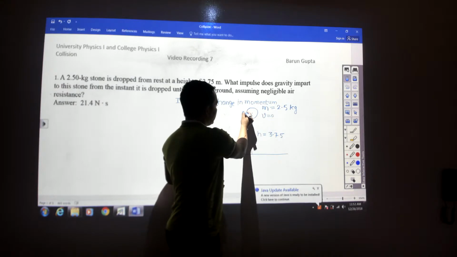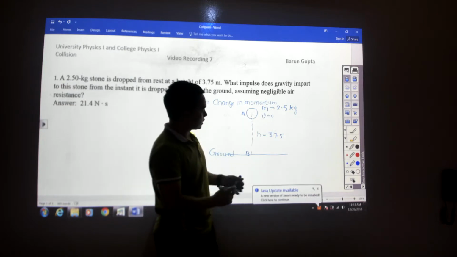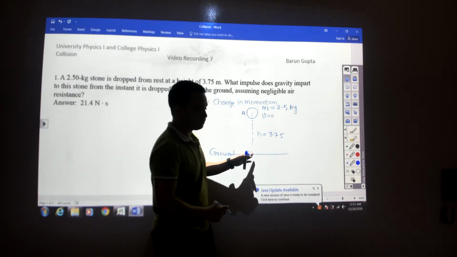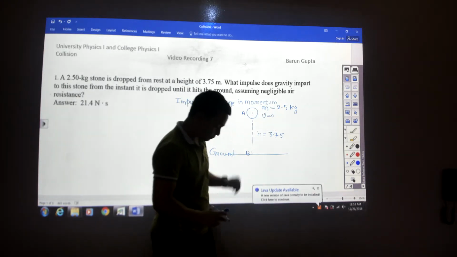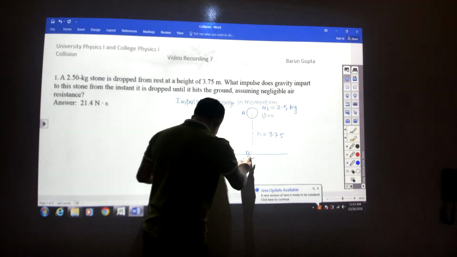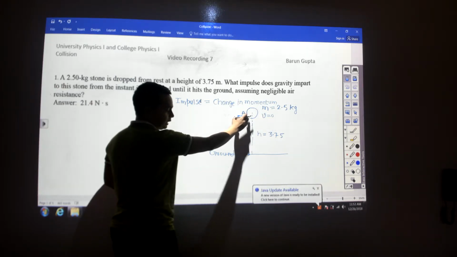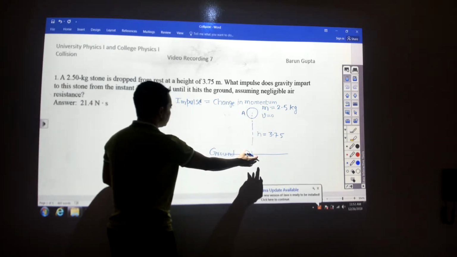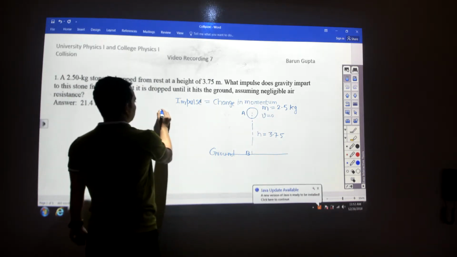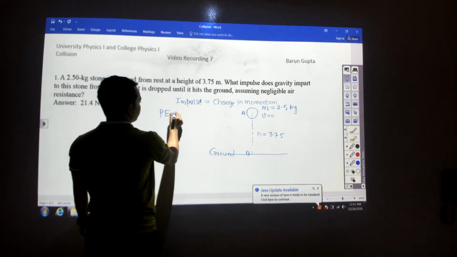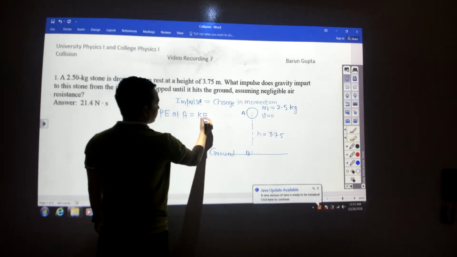We call this point A, and at B this potential energy is converted to kinetic energy. So we need to find out what the velocity is at this point B. There are different ways of calculating the velocity. What I'm doing here is, the potential energy at point A is exactly equal to the kinetic energy at point B. So from conservation of energy, the potential energy at point A is equal to the kinetic energy at point B.